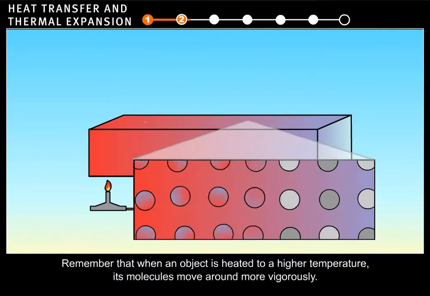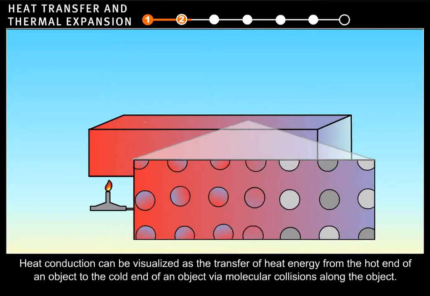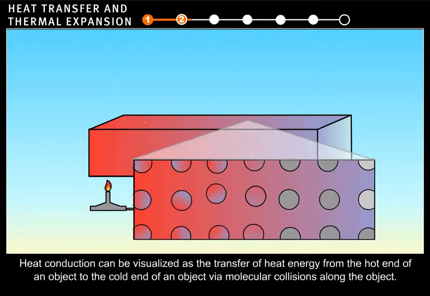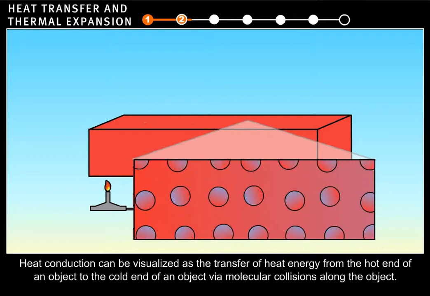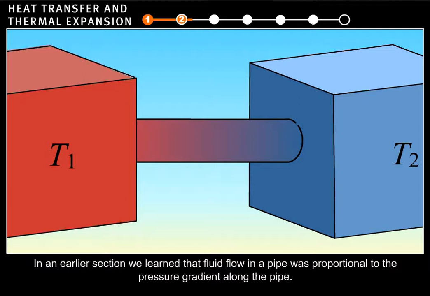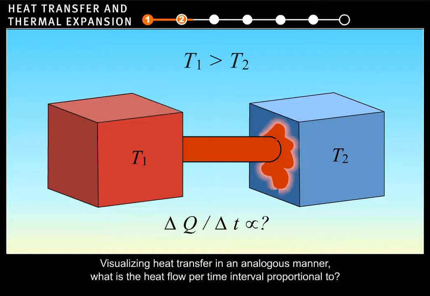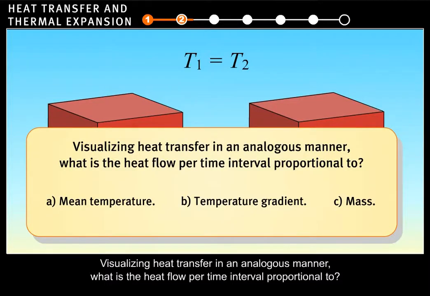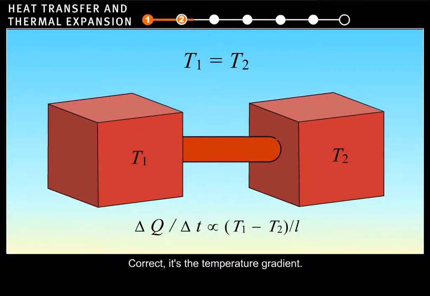Remember that when an object is heated to a higher temperature, its molecules move around more vigorously. Heat conduction can be visualized as the transfer of heat energy from the hot end of an object to the cold end of an object via molecular collisions along the object. In an earlier section, we learned that fluid flow in a pipe was proportional to the pressure gradient along the pipe. Visualizing heat transfer in an analogous manner, what is the heat flow per time interval proportional to? Correct. It's the temperature gradient.